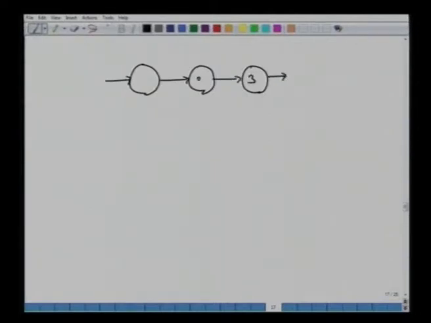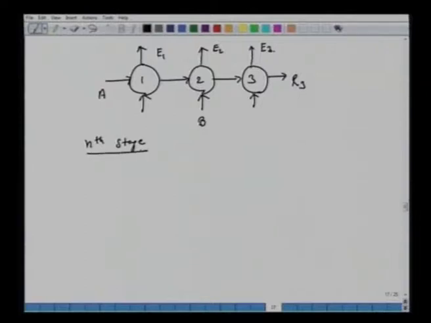So 3, 2, 1, A gets in here, and we have R3, and we have this solvent getting in, and we have extract E1, E2, E3. So if we make a balance on, say, the nth stage, we can write A x prime. Now we are working on a solute-free basis, because A does not get transferred into this extract phase, so it's better to work on x dash. So we have x dash n minus 1. So this is x1, this is x2.